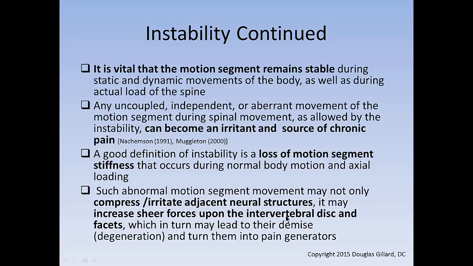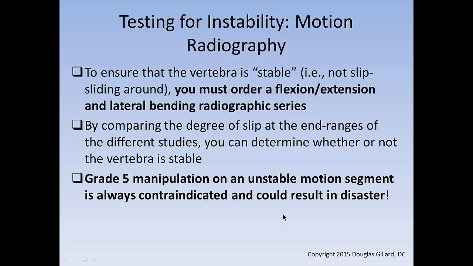Okay, and then we talked about this already. I think we got the message there. So we've been over this before as well. To ensure that a vertebra is stable and not slip sliding around, you must at the very least order a flexion extension series and a lateral bending series. These should be done weight bearing, right? They should not be done prone. I don't know how many of these I've seen prone, or I'm sorry, in like a recumbent position. These have to be done weight bearing, which will put a little more stress on the segments, increasing your chances of seeing a slip.